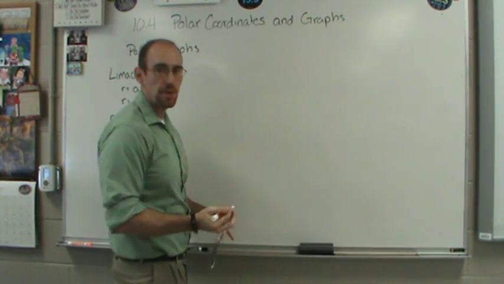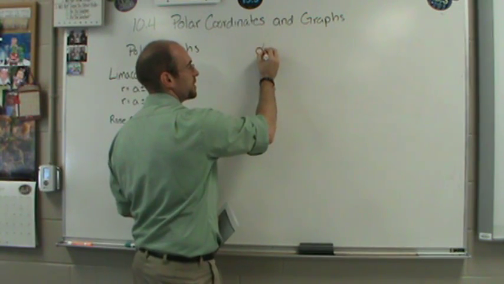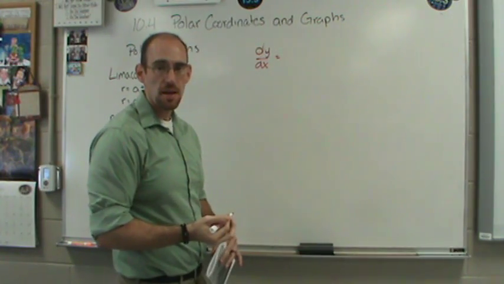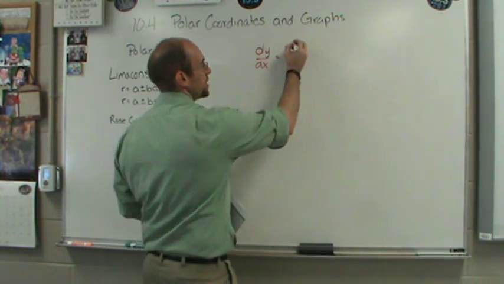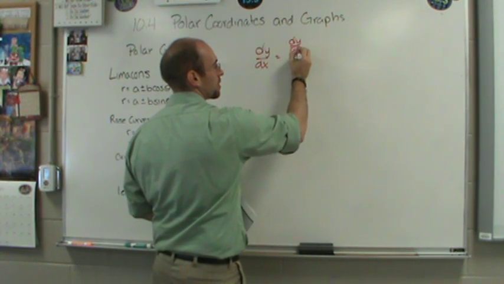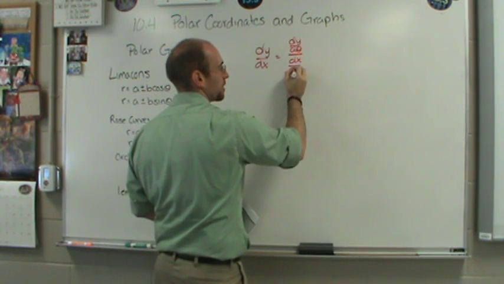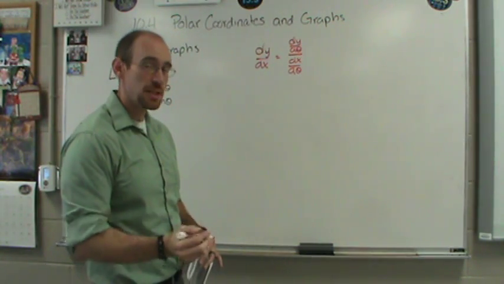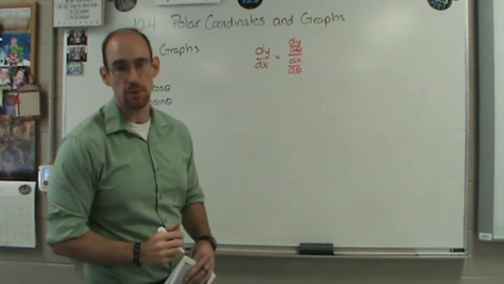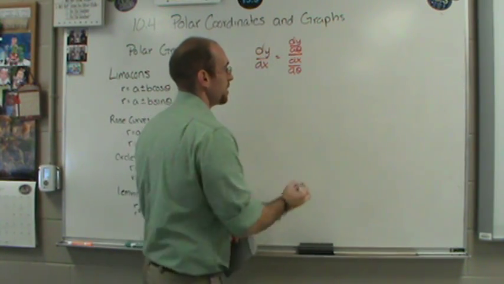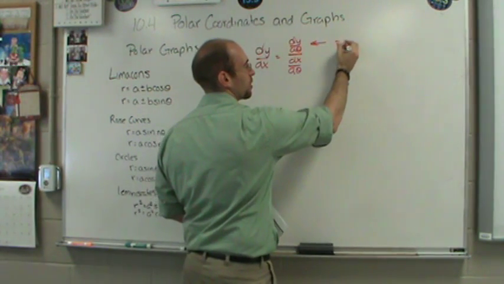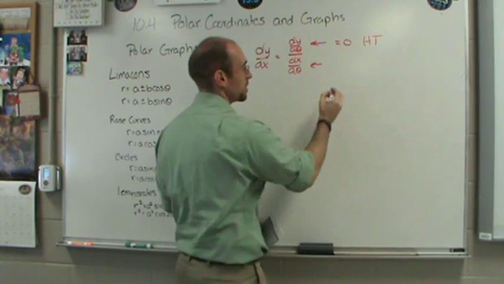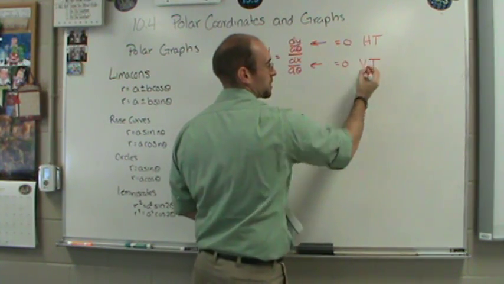All right, just like with parametrics, when we take the derivative, we're going to take dy over dx. But since we're dealing with things in terms of theta, we're going to do dy over d theta over dx over d theta, just like we did with parametrics in terms of t. And just like with parametrics, we can find our horizontal and vertical tangents this way. If we set the numerator equal to 0, we can find our horizontal tangents. When we take the denominator and set it equal to 0, we can find our vertical tangents.